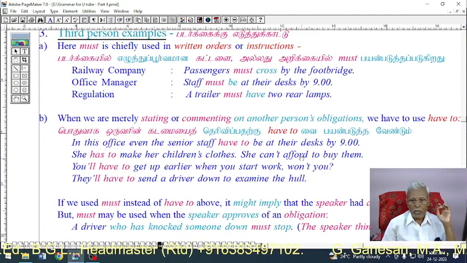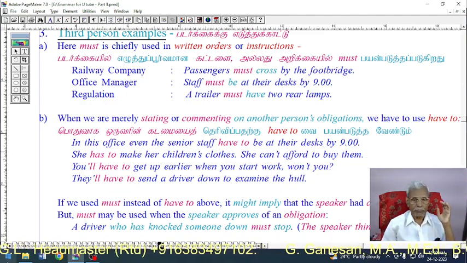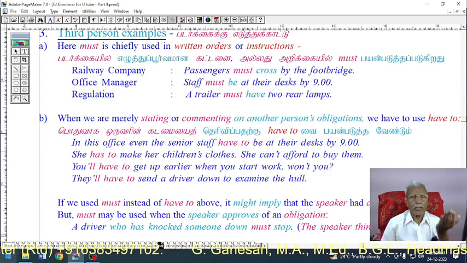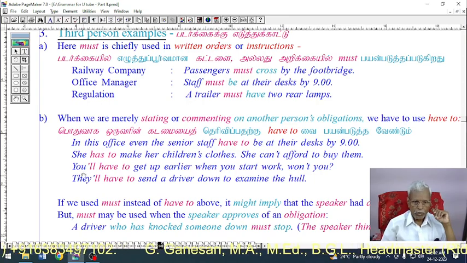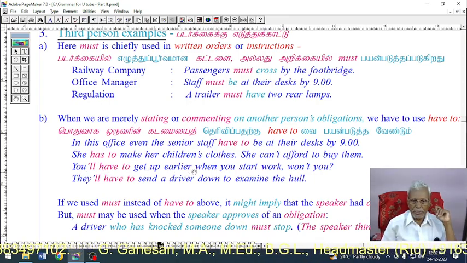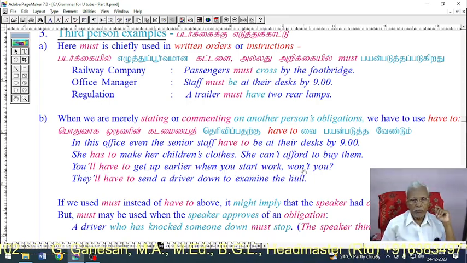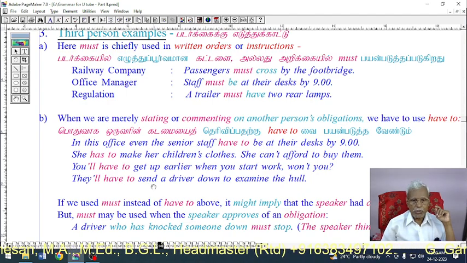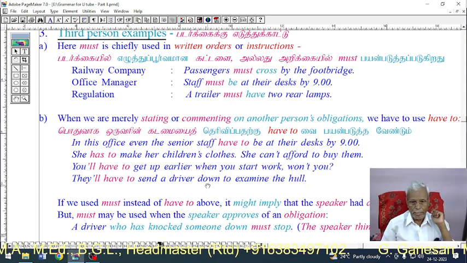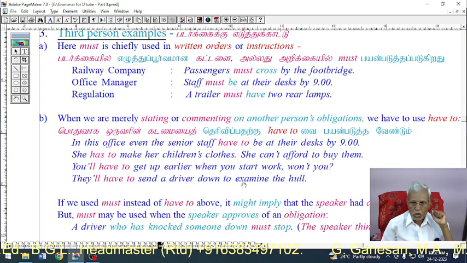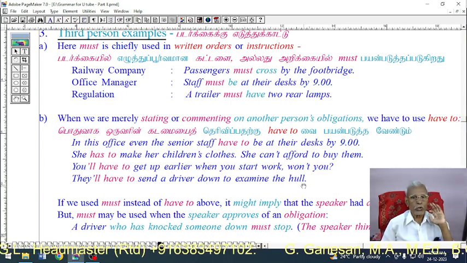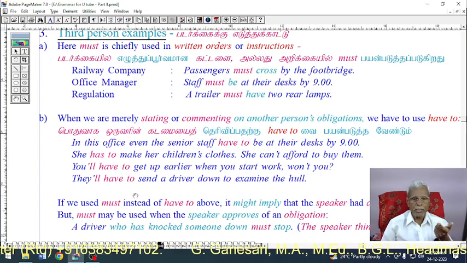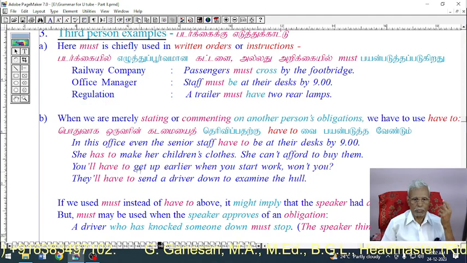She can't afford to buy them. She is not able to purchase them, so she has to make her children's clothes by herself. You have to get up earlier when you start work. They have to send a driver down to examine the hull. They'll have to send a driver down.